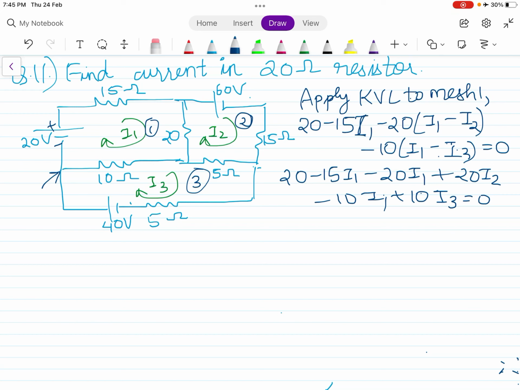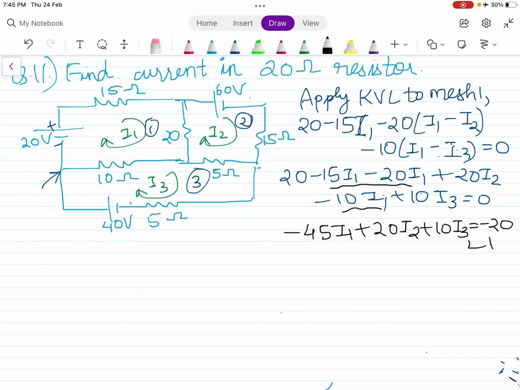So collect the I1 terms. So I get here minus 45 I1 plus 20 I2 plus 10 I3 equal to minus 20. Equation number 1.